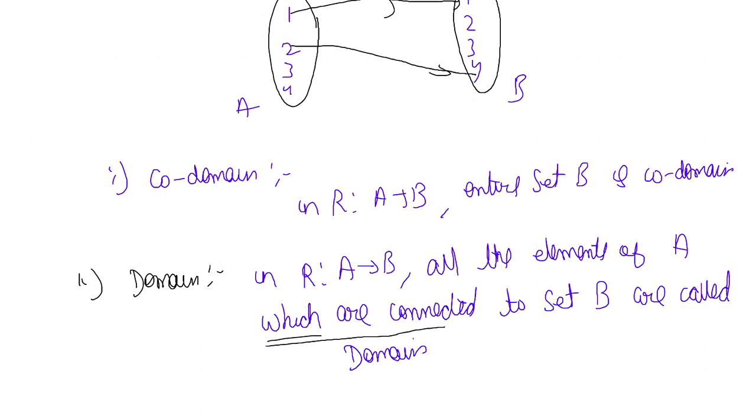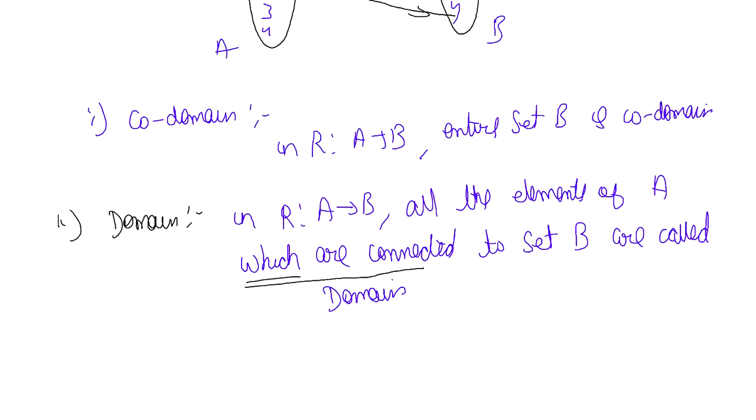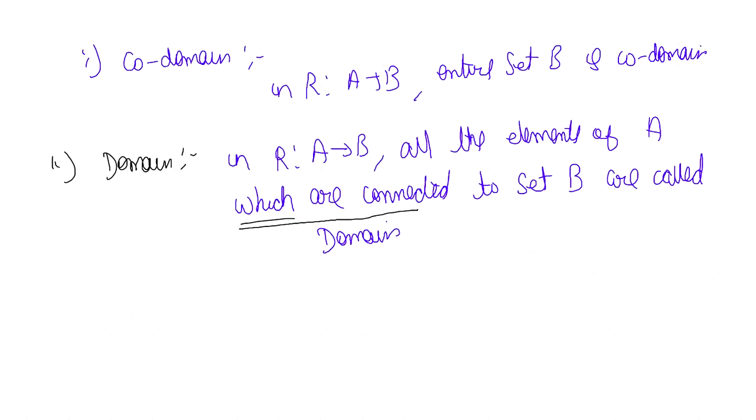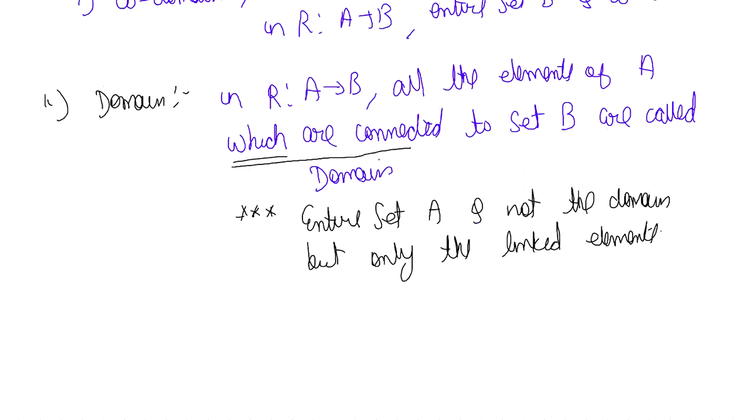तो अगर हम इस एग्जाम्पल को देखें, ठीक है, so not every element of set A is connected. So entire set A, I'm just making a star mark because this will bring us to some contradictions when we go for studying functions. So I'm just making a star mark over here. So entire set A is not the domain, but only the linked elements. Okay, so यहाँ पे क्या क्या हो जाएगा? यहाँ पे 1 and 2 हो जाएगा.